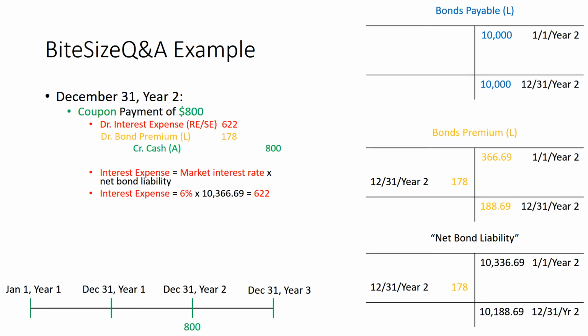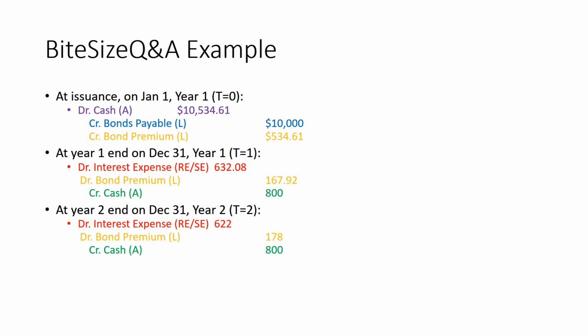So by December 31st, year 2, we still have $10,000 in bonds payable, but our bond premium liability account has been reduced to $188.69. And similarly, our net bond liability has experienced a reduction as well, so that goes down to $10,188.69. Here we can update our December 31st, year 2 journal entry and add it to our prior journal entries.